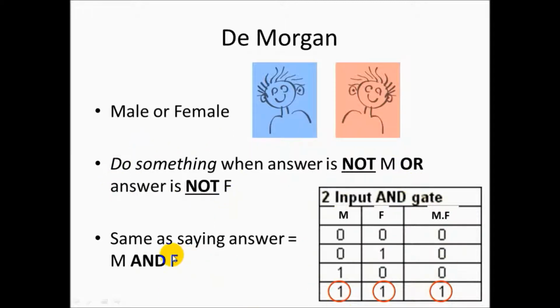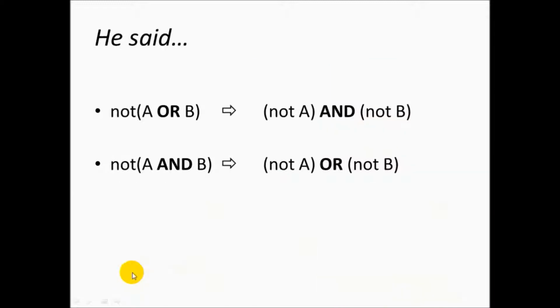So actually our truth table, when we say not M or not F, it's the same as saying M and F. So De Morgan said not A or B is the same as saying not A and not B. Okay? Not A and B is the same as saying not A or not B.